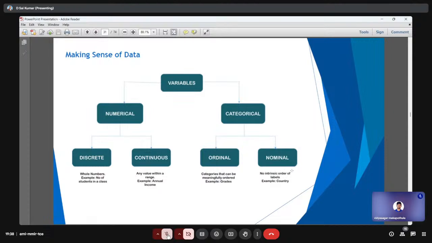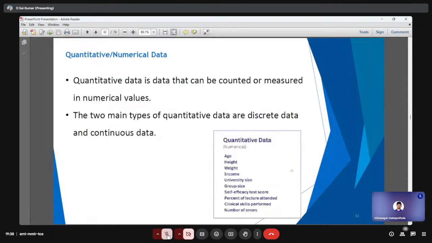And with respect to quantitative data, as already mentioned, it is also referred to as numerical data. The word quantitative is generally used in statistics, whereas in general we use the word numerical data. The classification here is discrete and continuous. Age of a student, height, weight all come under quantitative data, which are numerals.